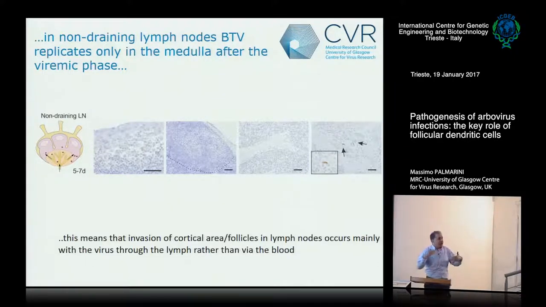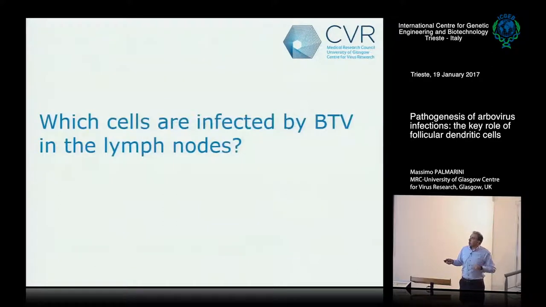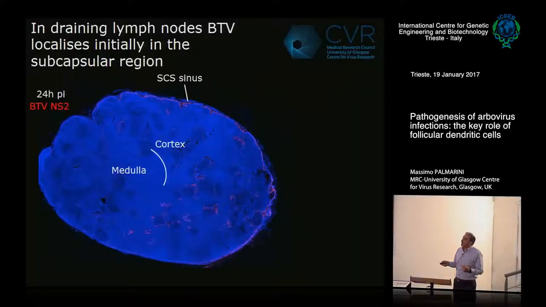And this is really a different pattern, because in the draining lymph node, the virus gets through the lymph, while in these distant lymph nodes it gets through the blood. So now the next question, really, is which are the cells that are infected by BTV in the lymph node?